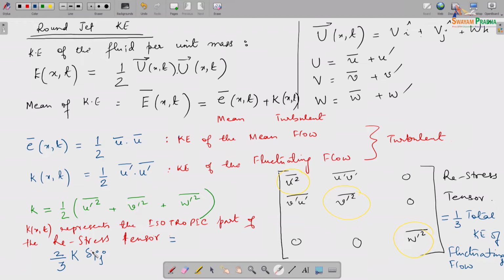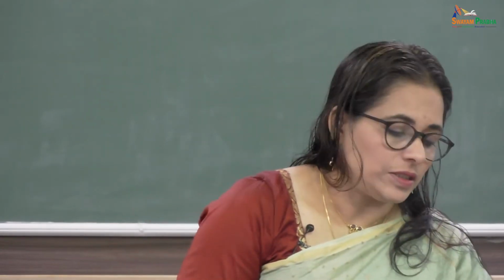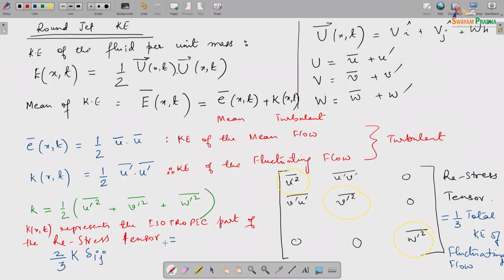If I'm able to calculate the energy of the fluctuating part of the turbulent flow, it actually represents the Reynolds stress tensor. It represents the isotropic part of the Reynolds stress tensor. That is interesting, as you can see here. I'm not going to write that out for the Kronecker delta. Okay, so that's that.